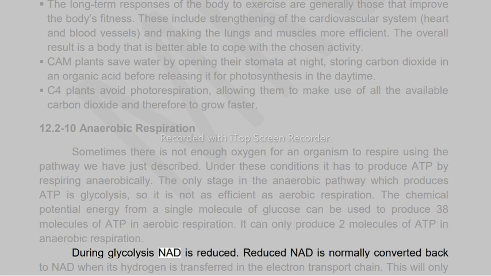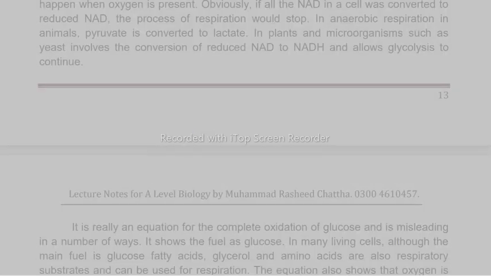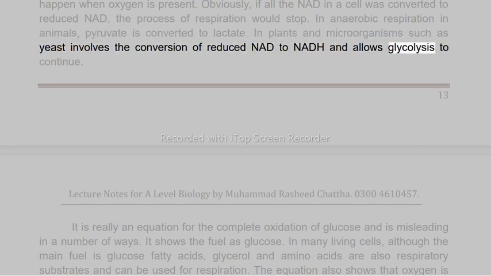During glycolysis, NAD is reduced. Reduced NAD is normally converted back to NAD when hydrogen is transferred in the electron transport chain. This will only happen when oxygen is present. Obviously, if all the NAD in a cell was converted to reduced NAD, the process of respiration would stop. In anaerobic respiration in animals, pyruvate is converted to lactate. In plants and microorganisms such as yeast, it involves the conversion of reduced NAD to NAD and allows glycolysis to continue.